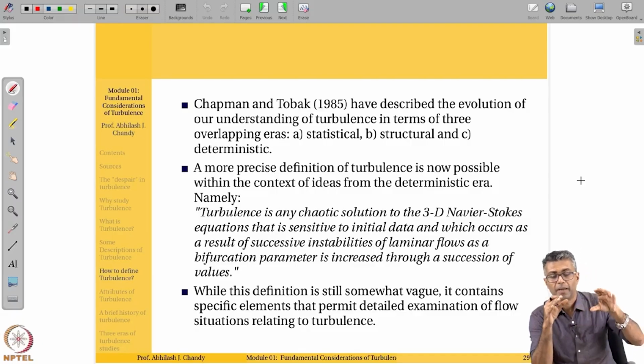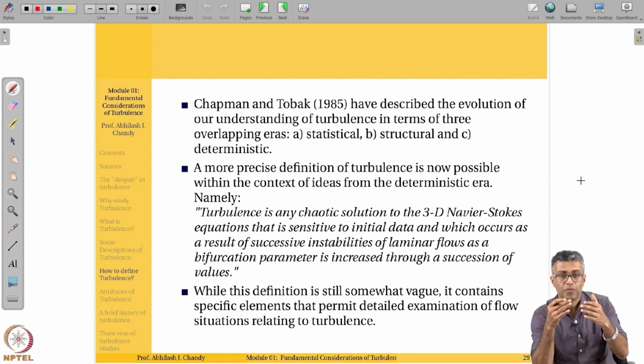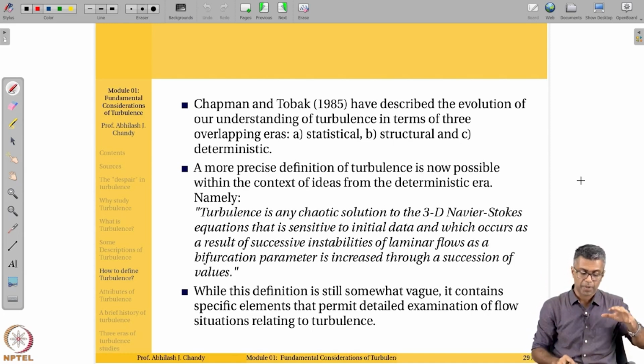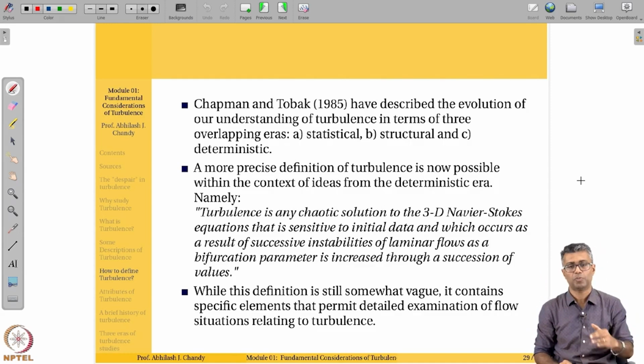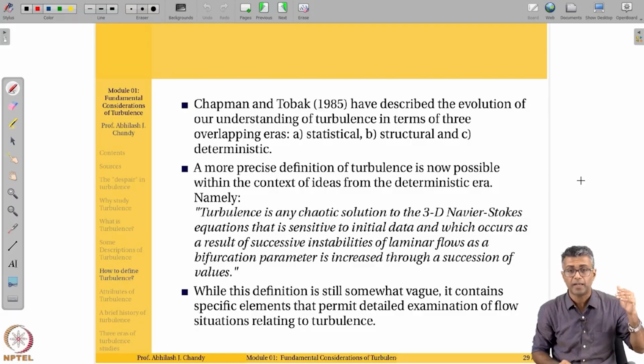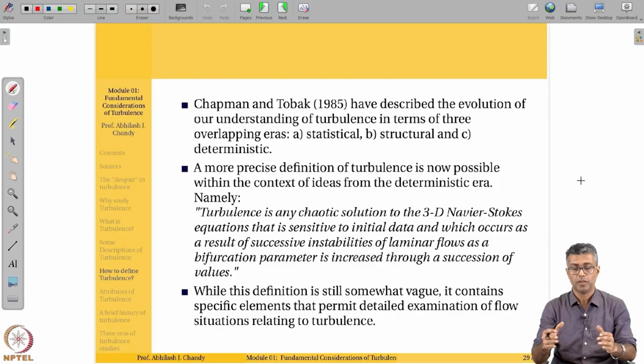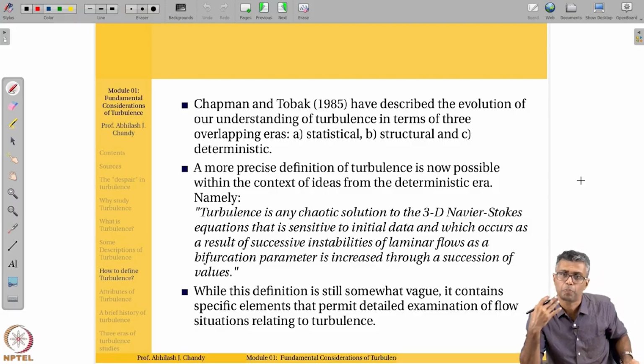So, based on these three eras, and based on experimental observations, and the way the understanding of turbulence has evolved along these three eras, we now have a more precise and modern definition of turbulence.